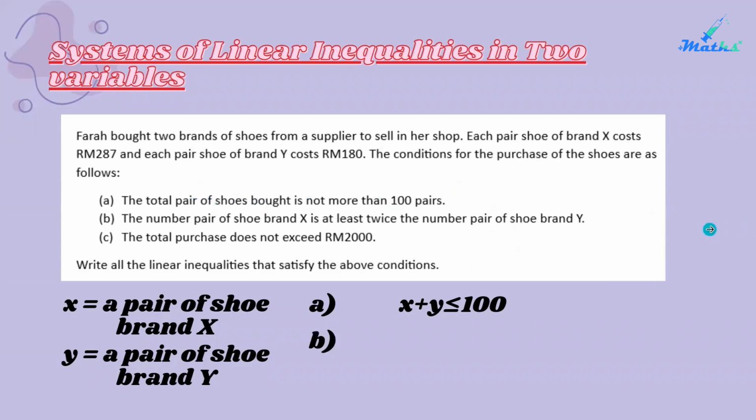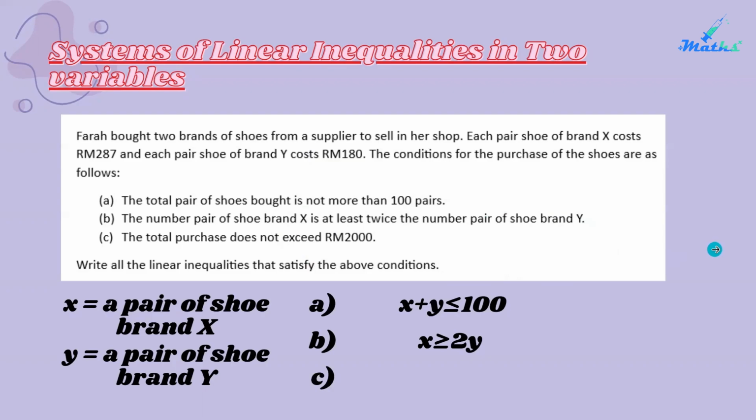So let's go to B. The number of pairs of shoes of brand X is at least twice the number of pairs of shoes of brand Y. So the number of brand X is at least twice that of brand Y. At least should be more than or equal to. So x is more than or equal to twice y, so it's 2y. So the answer is x more than or equal to 2y.